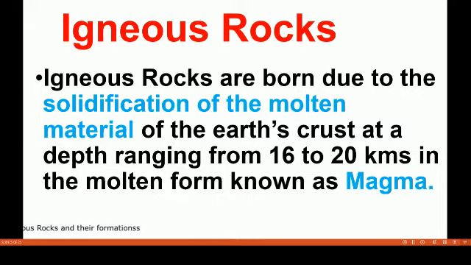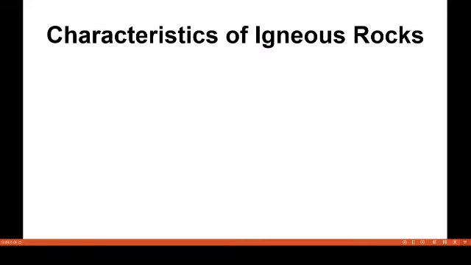Igneous rocks are born due to solidification of molten material of the Earth's crust at a depth ranging from 16 kilometers to 20 kilometers, in the molten form known as magma. Igneous rocks are called primary rocks. They are the first rocks that were born on the Earth when Earth was cooling down. Hence, once upon a time, the entire Earth was covered by primary rocks, that is, the igneous rocks.